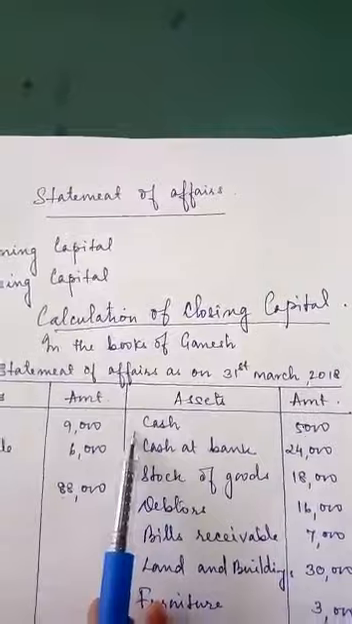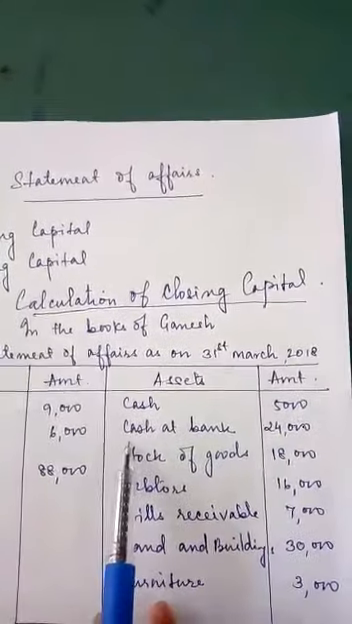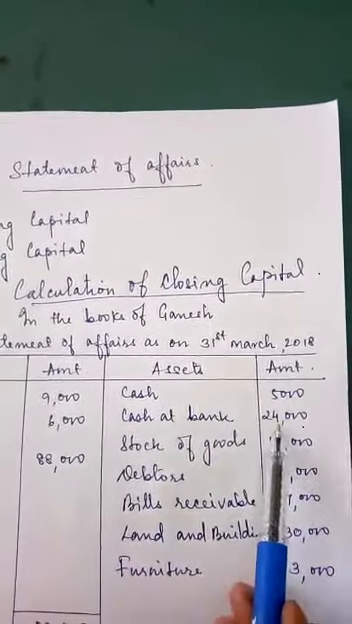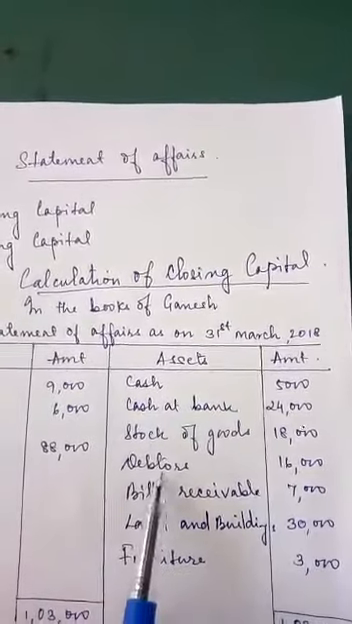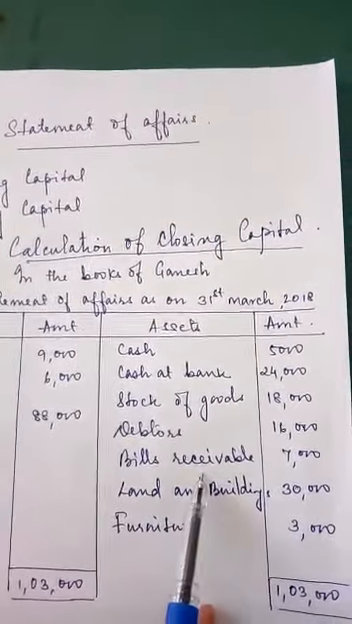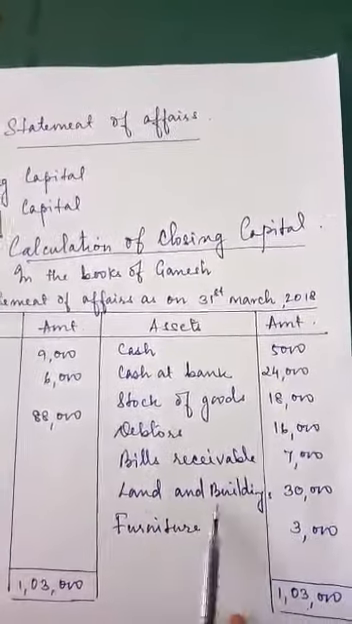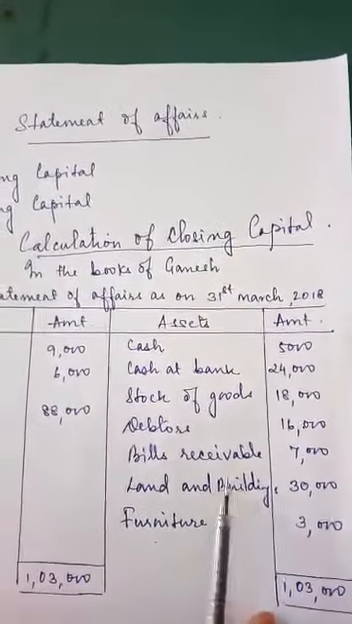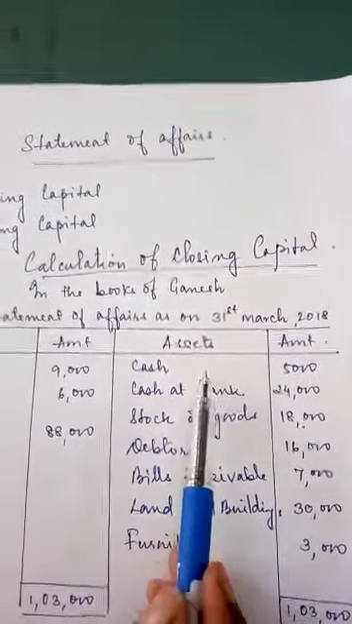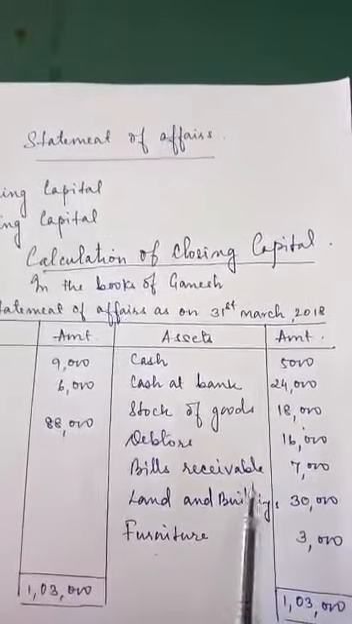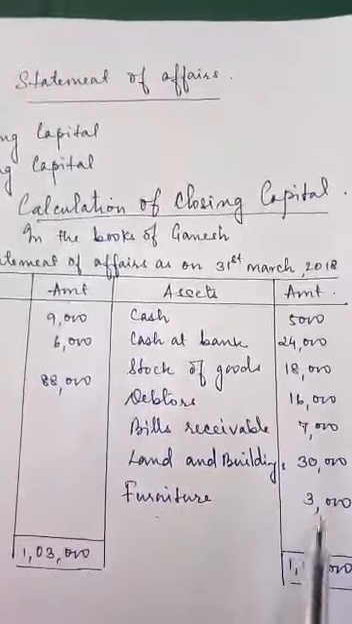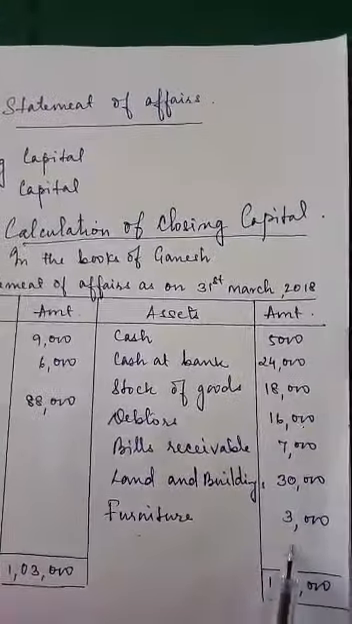Cash is an asset, 5,000. Cash at bank is also an asset, so 24,000. Stock, debtors, bills receivable is an asset. Land and building, furniture, so all this. So what is an asset? Everything which the business owns is an asset. So all the assets come this side.